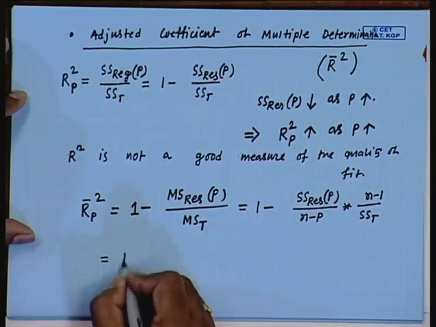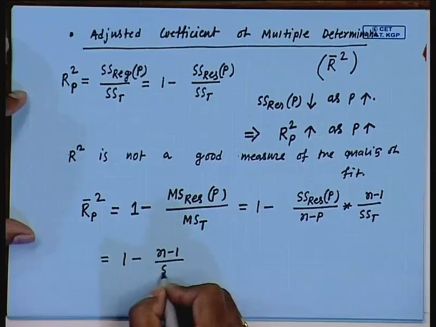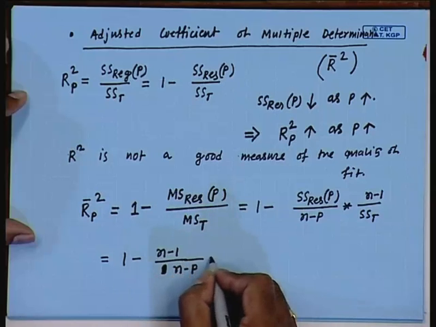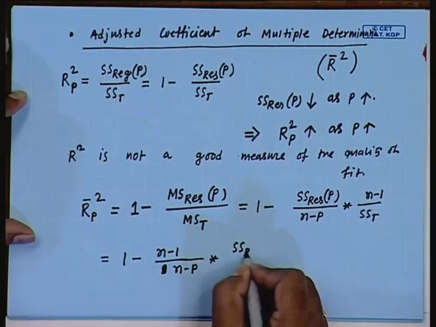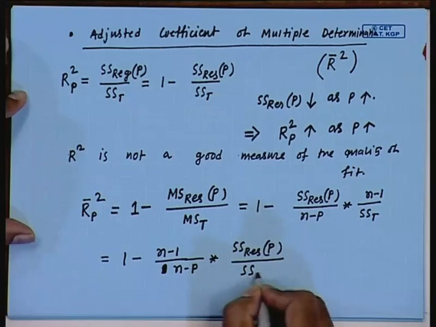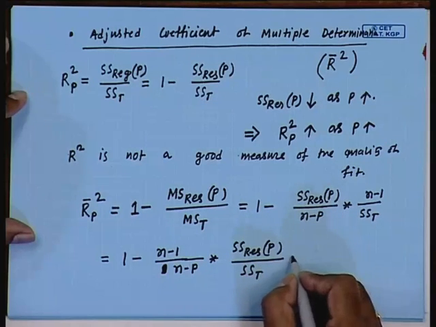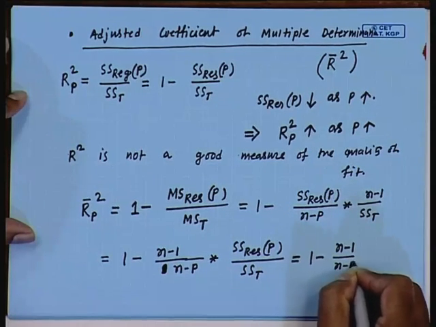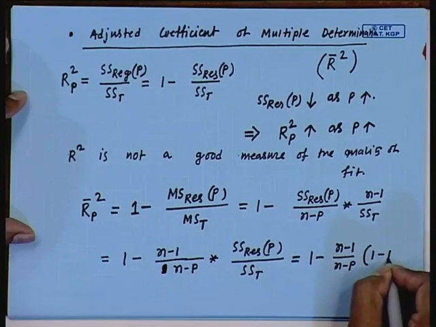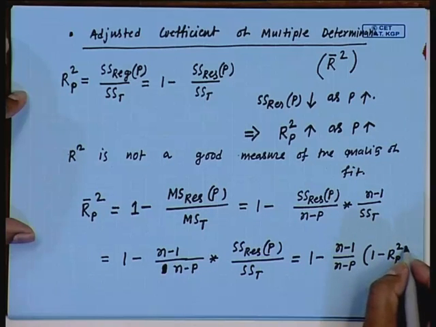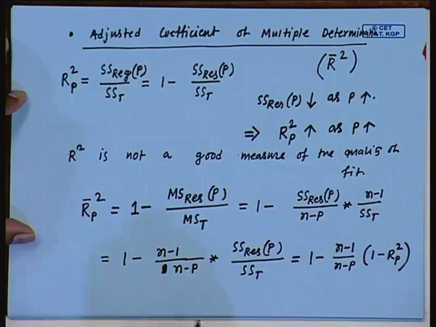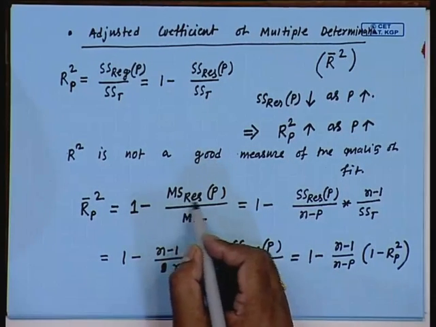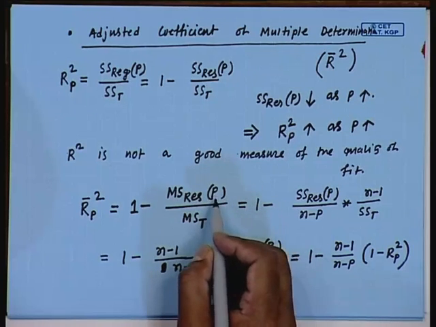So, this one is equal to 1 minus n minus 1 by n minus p into SS residual p by SST, and this one is nothing but 1 minus R p square. So, this can be written as 1 minus n minus 1 by n minus p into 1 minus R p square. And since here we have replaced the SS residual by MS residual, as I said before, MS residual will not necessarily always decrease as p increases.